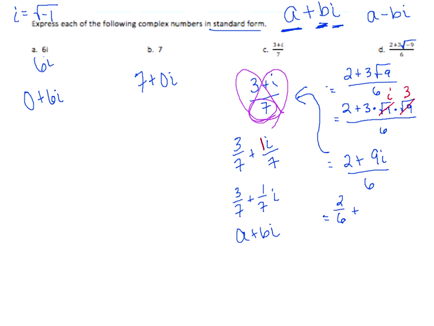So 2/6 plus 9/6 i, and these are both fractions that can be reduced, so I end up with 1/3 plus 3/2 i, real plus coefficient imaginary.